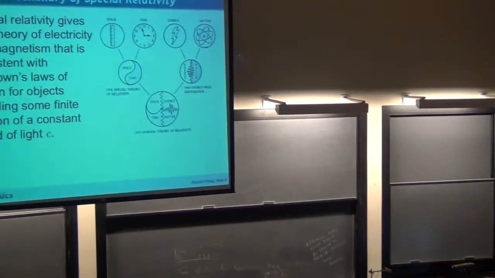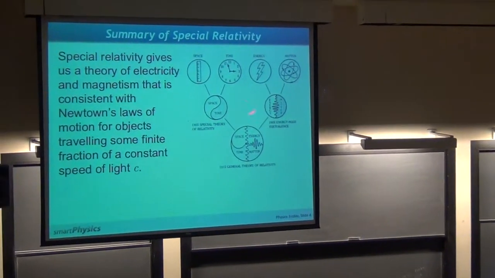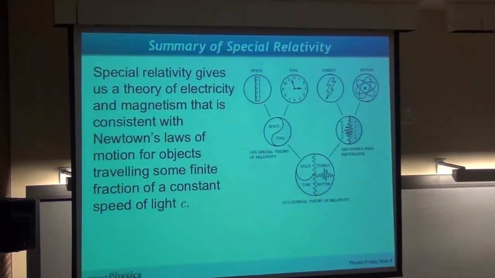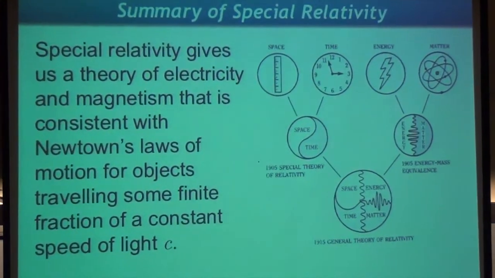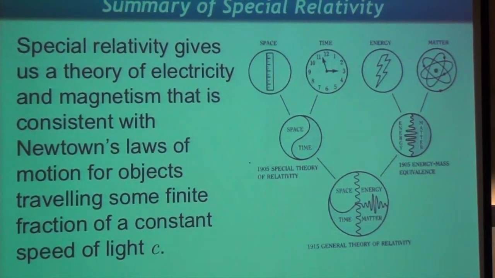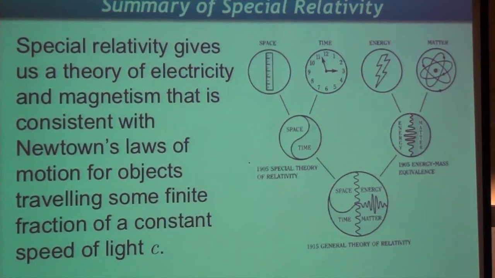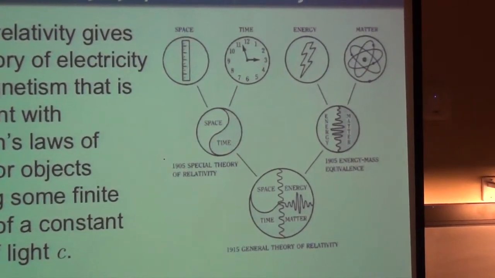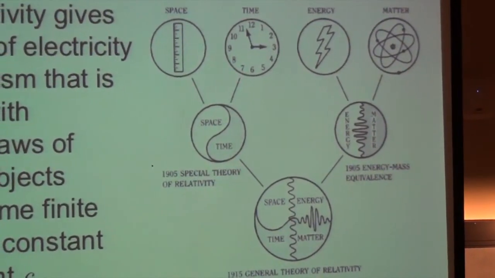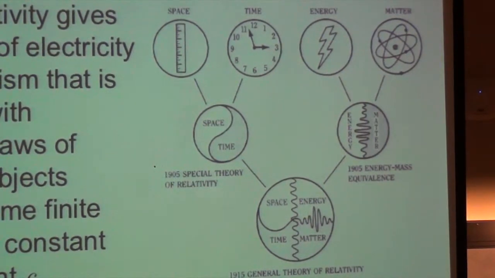Okay, so one can summarize this and put it all together. This is what I just said, that special relativity basically gives us a consistent theory of electrodynamics that's consistent with Newton's laws, and this all depends on there being this constant speed of light. And so this is a nice little picture that I stole off the internet somewhere. So basically 1905, special relativity kind of unifies space and time. Through the Lorentz transformation, now time and space both change together. Right? There's no more universal time.